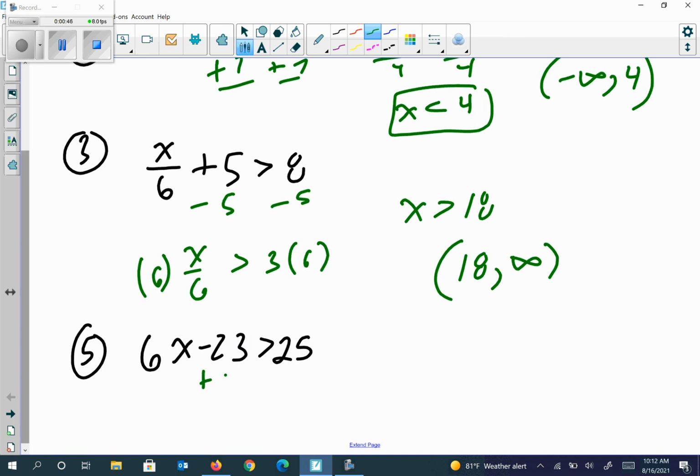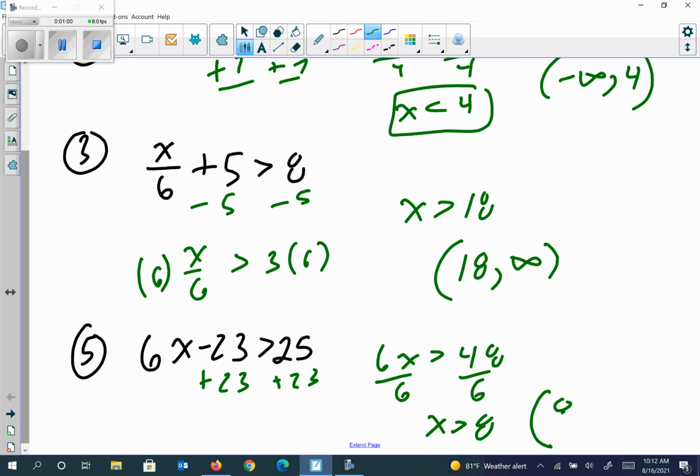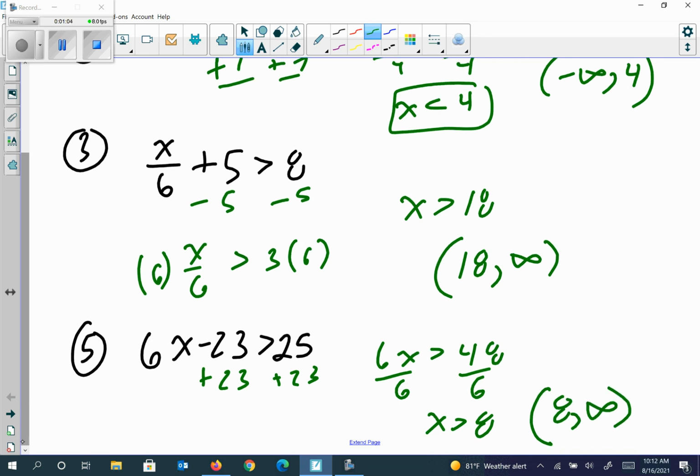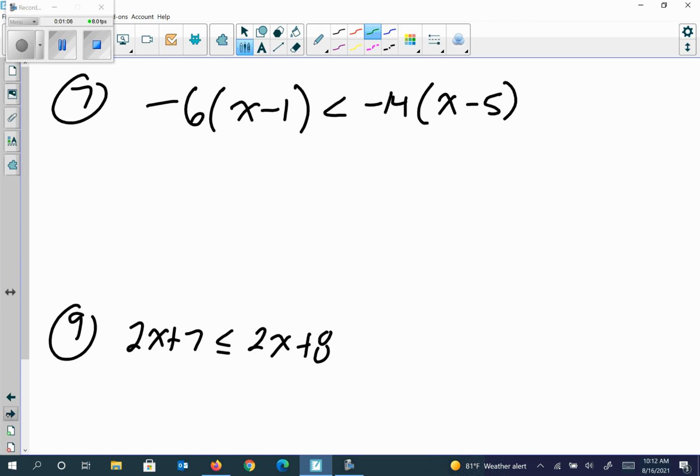Number 5, we're going to add 23 to both sides. So I get 6x is greater than 48. 25 plus 23 is 48. Divide each side by 6. So x is greater than 8. Again, we have a round bracket at the 8, and we're going to infinity. Infinity will always have the rounded bracket at it.